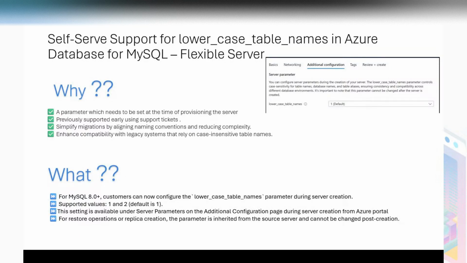This cannot be changed post the provisioning of the server. That's a limitation of this particular variable as well. And another thing to note here is if you restore a server, or create a replica of the server, this version will be copied automatically to that server. You will not be able to change it. Only when you provision a new standalone server, that's where you get this option to change the parameter.